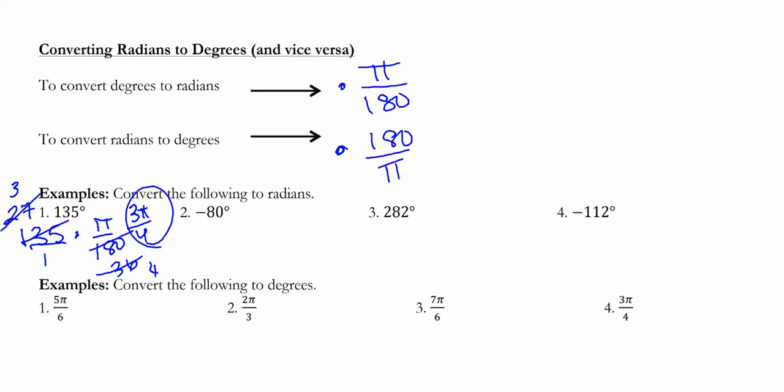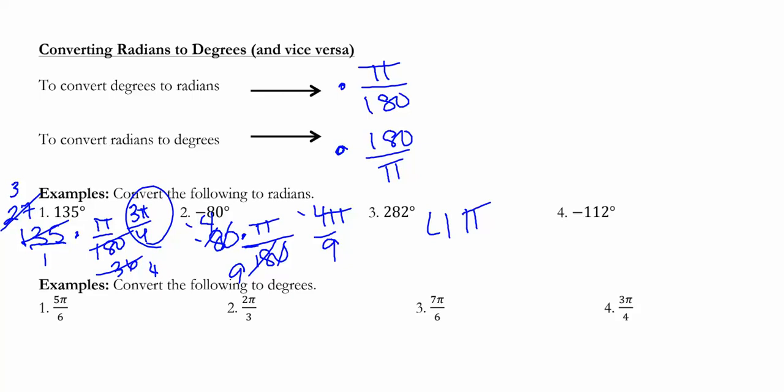If I want to convert negative 80, I'm going to do negative 80 times pi over 180. So I know the zeros are going to cancel out, and then 2 goes into both, so negative 4 over 9, so that's negative 4 pi over 9. So negative 80 degrees and negative 4 pi over 9 are equivalent. So you're going to do the last two on your own. And when you finish, I'll put the answers on the screen so you can check. Here you should have gotten 47 pi over 30.